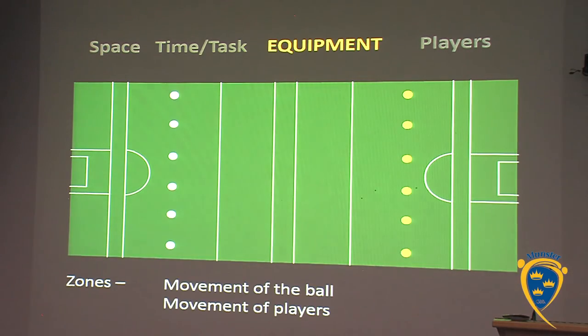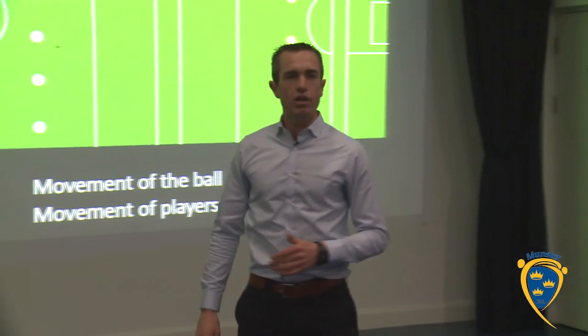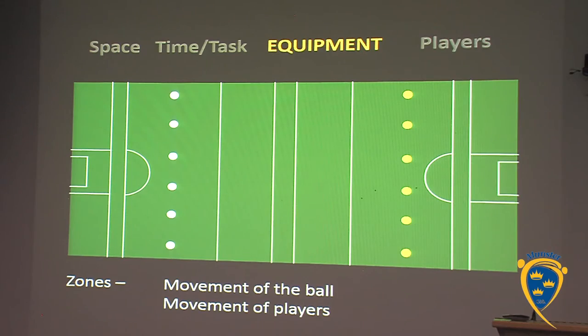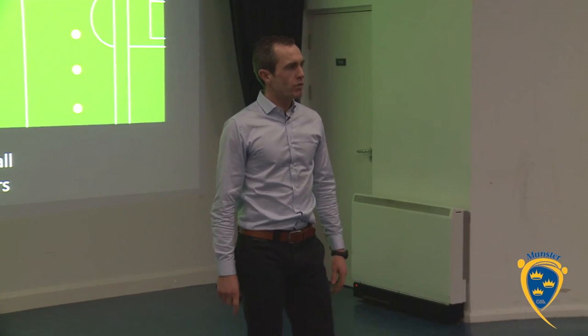What happens if we include zones in the pitch and we focus on where the ball goes or the movement of the players? In the next 5 minutes, I want to see how many times you can get the ball inside the white zone. So now the forwards are trying to get in, but also the backs are trying to keep it out. Or maybe we include the players, and we have 3 players playing inside that area for the next 5 minutes.